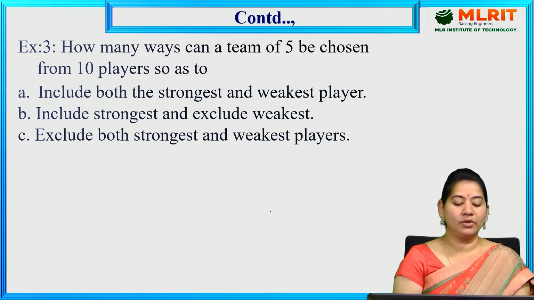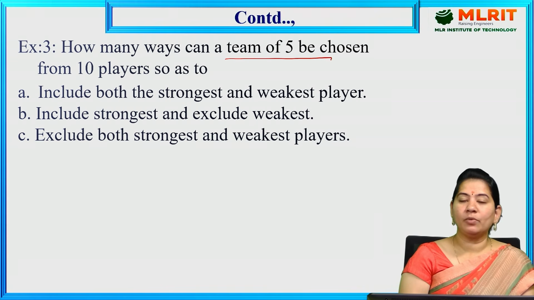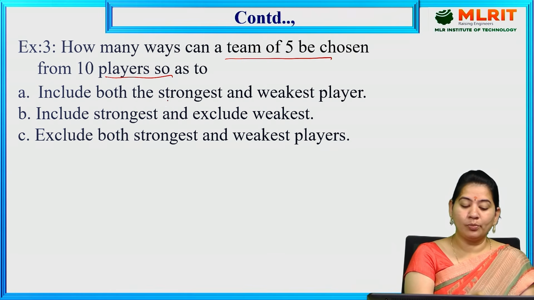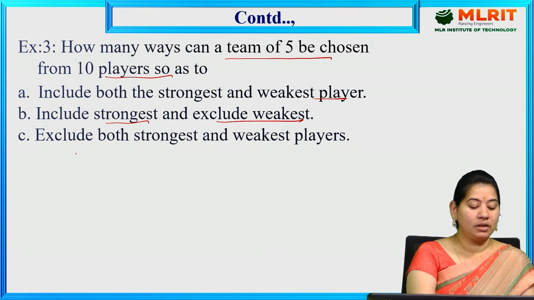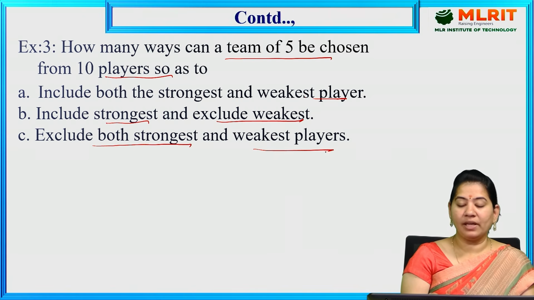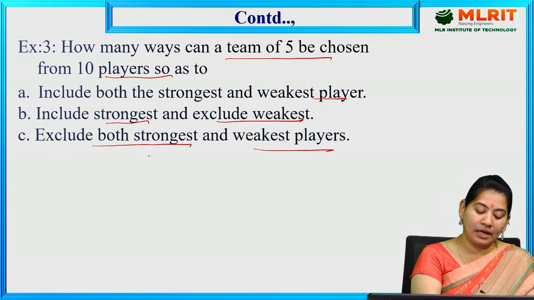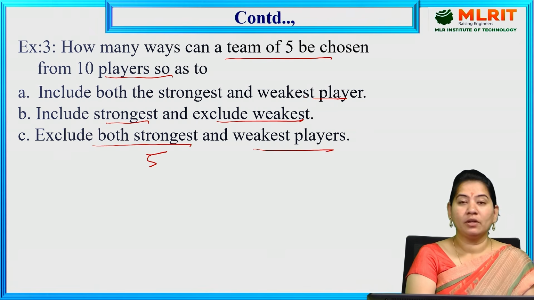Now the next question: how many ways can a team of 5 be chosen from 10 players so as to include both the strongest and weakest player, include strongest and exclude weakest, and exclude both strongest and weakest players. The question is how many ways can a team of 5 be chosen, meaning you want to select 5 as a team from 10 players.